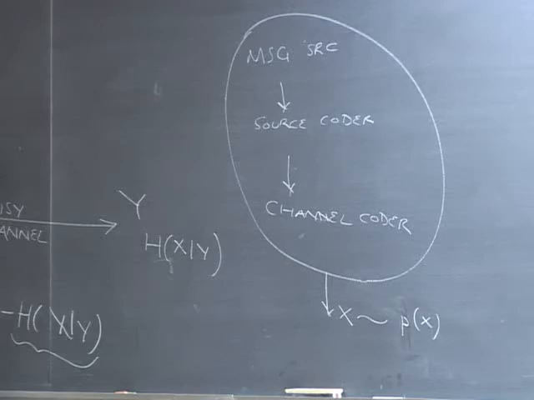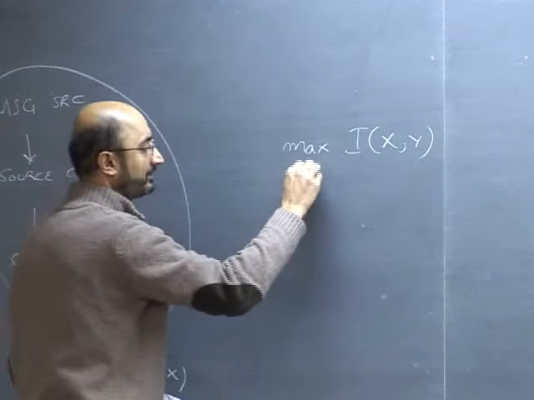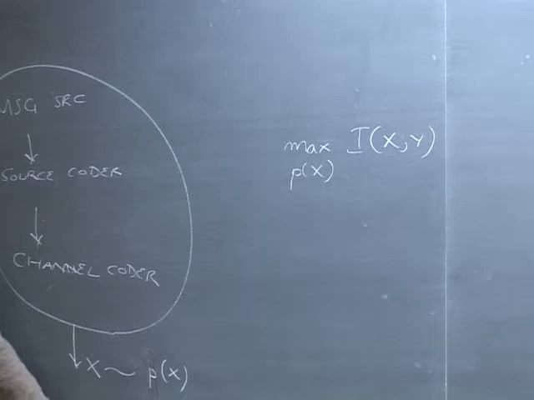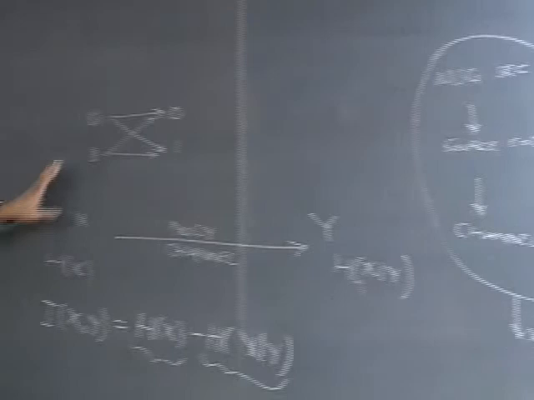And so we can therefore conceive of the following quantity, which is max I(X;Y), where we're maximizing over p(x). So in other words, certainly we can conceive of a certain probability mass function p(x) which maximizes I(X;Y). And the interpretation of this is that this is the p(x) such that the channel is having the least distortion on it, or least effect on it.